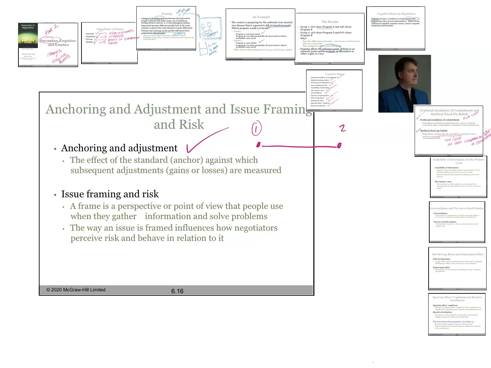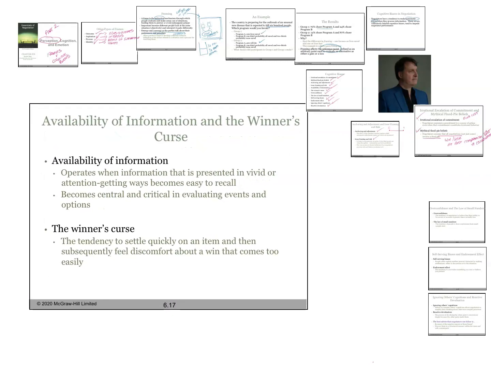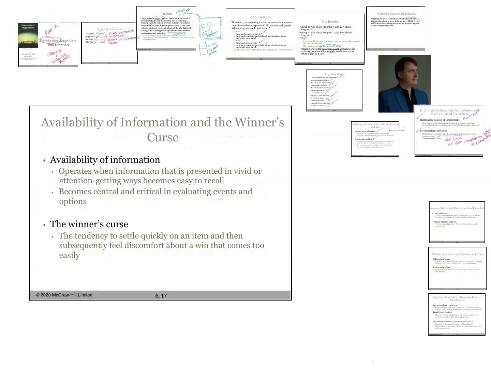Issue framing and risk. We've just talked about framing, so I'm not going to get into this in a lot of detail. Just keep in mind how you see a situation, the frame you look through at the negotiation, or different issues within the negotiation, will alter all of your other perceptions. And your perceptual errors will inform your frames at the same time. So it's a bit of a loop. Just pay attention to what kind of frame you see coming up during a negotiation, and acknowledge it. Next up is availability of information and the winner's curse.